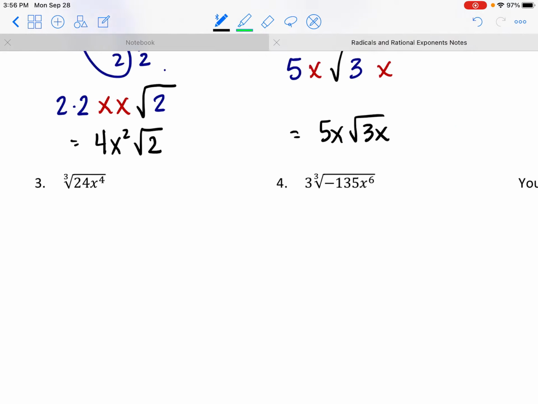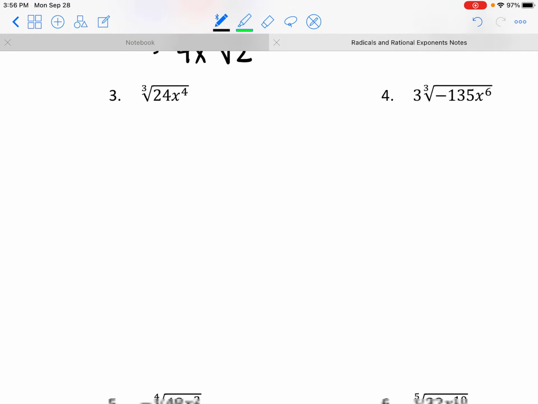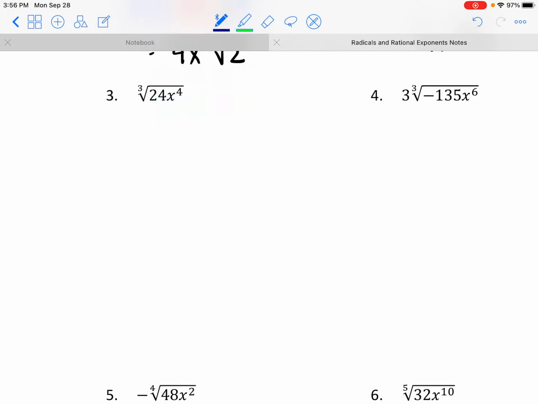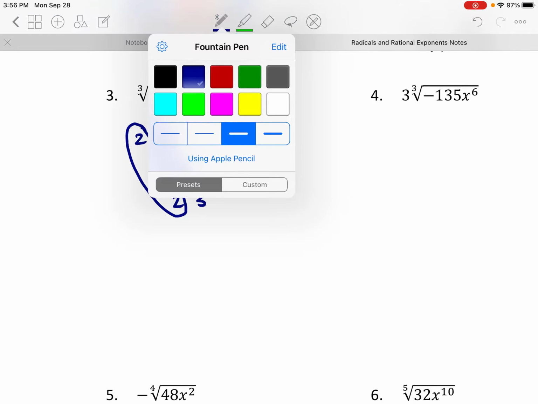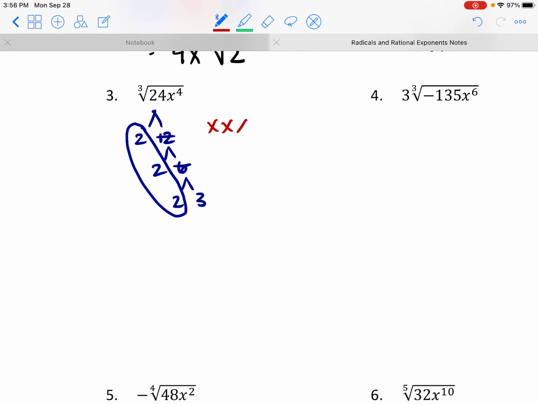Let's see. Next one's a cube root. Same process now. We're just going to look for groups of 3. So 24 is 2 times 8. Just kidding. 2 times 12. And then 12 becomes 2 times 6. And then 6 becomes 2 times 3. So I've got a group of 2's that can come out. And then if I have 1, 2, 3, 4 x's, one of those can come out.